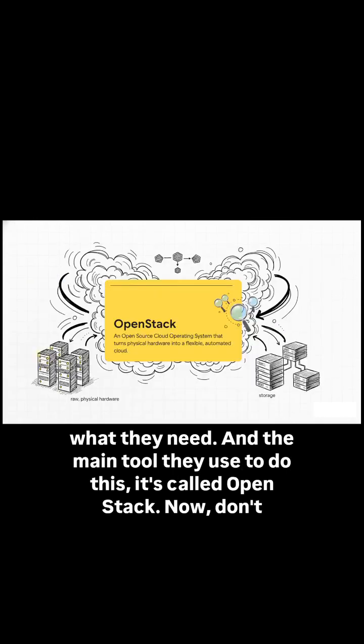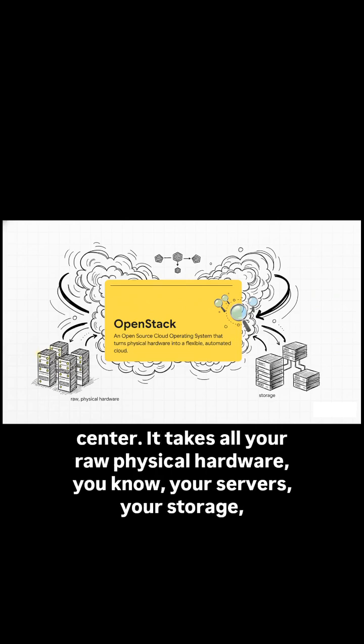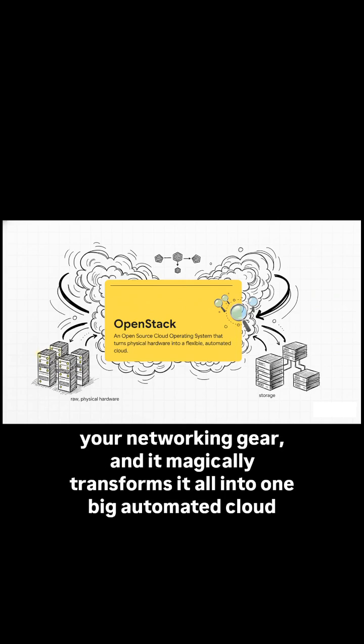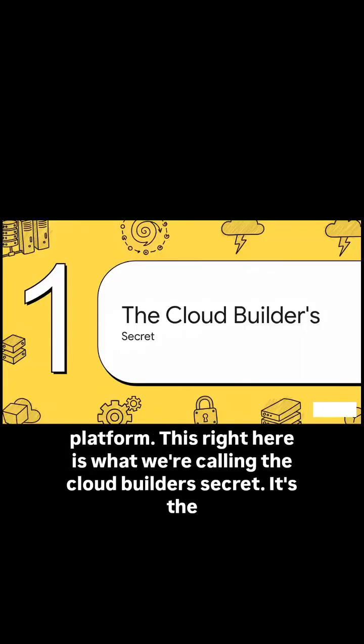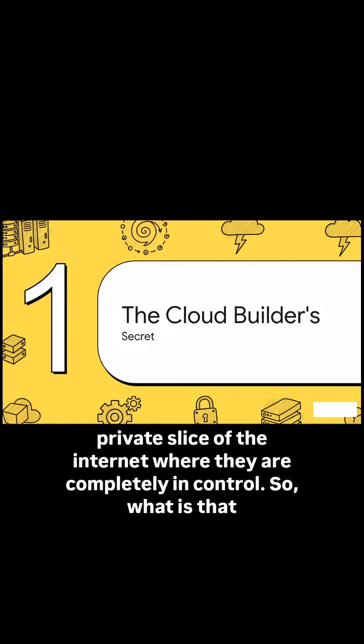And the main tool they use to do this? It's called OpenStack. Now, don't just think of it as software. It's more like a master operating system for your entire data center. It takes all your raw physical hardware, your servers, your storage, your networking gear, and it magically transforms it all into one big automated cloud platform. This right here is what we're calling the Cloud Builder's secret. It's the engine that gives these huge organizations the power to basically create their own private slice of the internet, where they are completely in control.